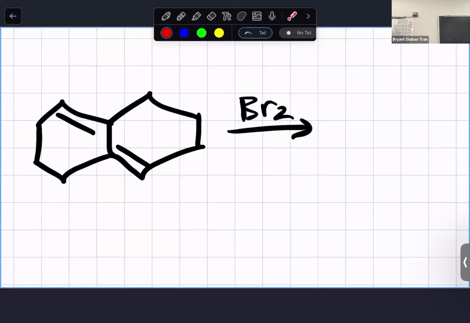Oh, right. So this is the first set, this is the second set, right? Yeah. But since it's a symmetrical conjugated diene, they're the same. So we don't have to eliminate one. If it was asymmetrical, then you have to compare the two sets.